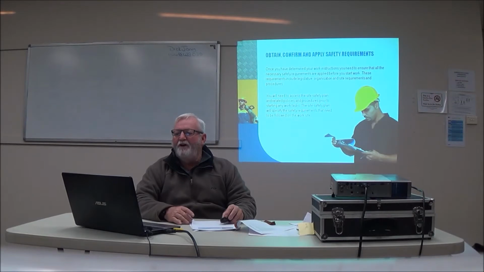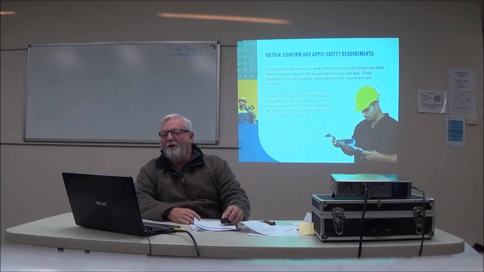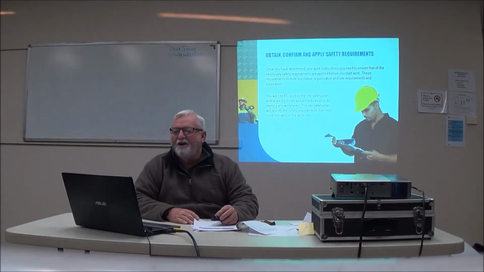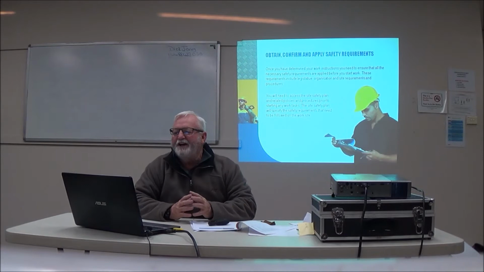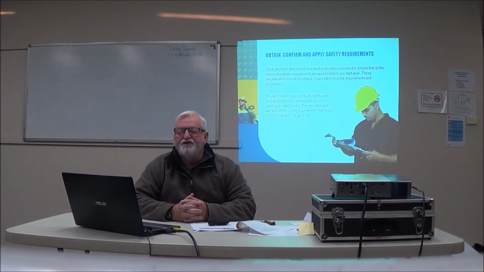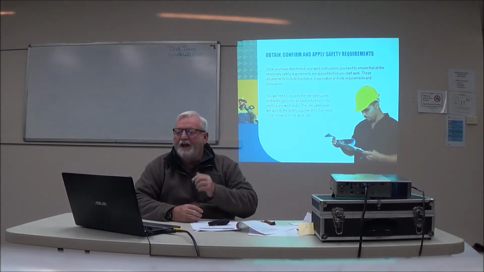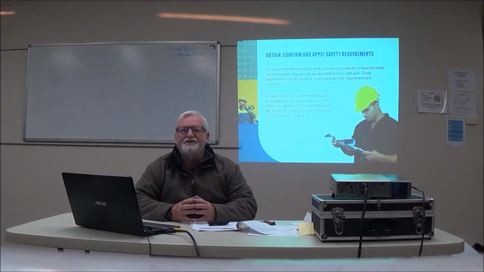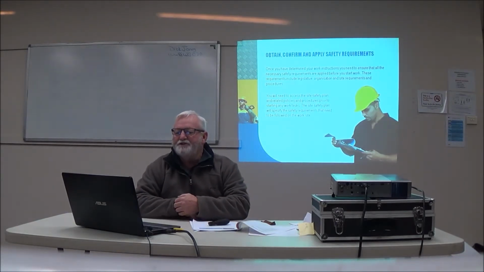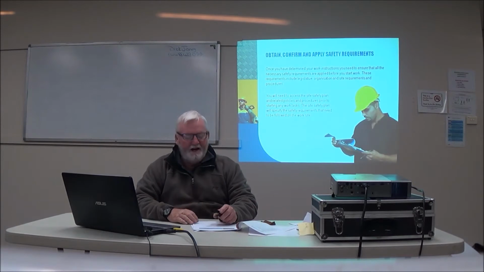Obtain, confirm and apply safety requirements. Once you have determined your work instructions, you need to ensure that all the necessary safety requirements are applied before you start work. These requirements include the legislative, organisation and site requirements and procedures. You will need to access the site safety plan and the relevant related policies and procedures prior to starting any work task. The site safety plan will specify the safety requirements that need to be followed on that particular work site.